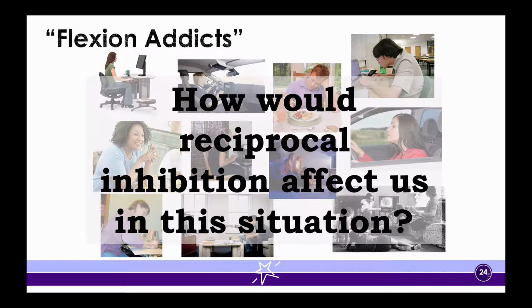So let me ask you a question. We are flexion addicts. We really are. Right? We see all these pictures. You can see them here when we're driving, working at computers, sitting at desks, reading, typing on our computers, eating and watching TV. We are always in this flexion, right? We've got flexion at the hips. We've got flexion at the knees. We've got flexion at the shoulders, right? Our shoulders are flexed forward, rolling forward. My question is, how would reciprocal inhibition affect us in this situation?